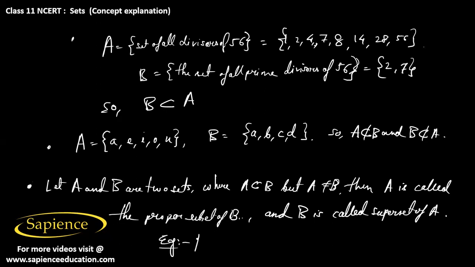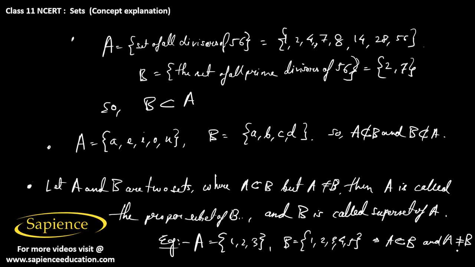For example, suppose the set A is 1, 2, 3, and B is the set which contains the elements 1, 2, 3, 4, 5. So it means that A is a subset of B, since all the elements of the set A are also contained in the set B. So A is a subset of B and A is not equal to B. Then B is called the superset of A.